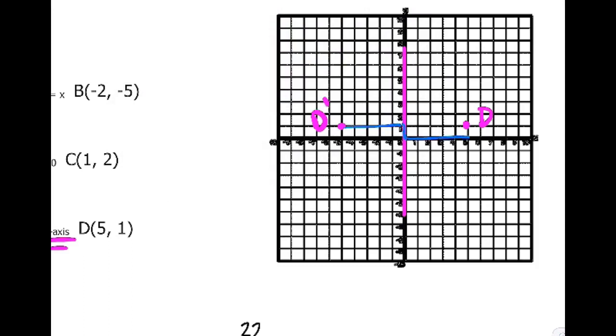So do it again, over 5, down 1. That's what reflect over the origin means. It's something new to you, but I just taught you. So there is D double prime after the second step, 5, -1.